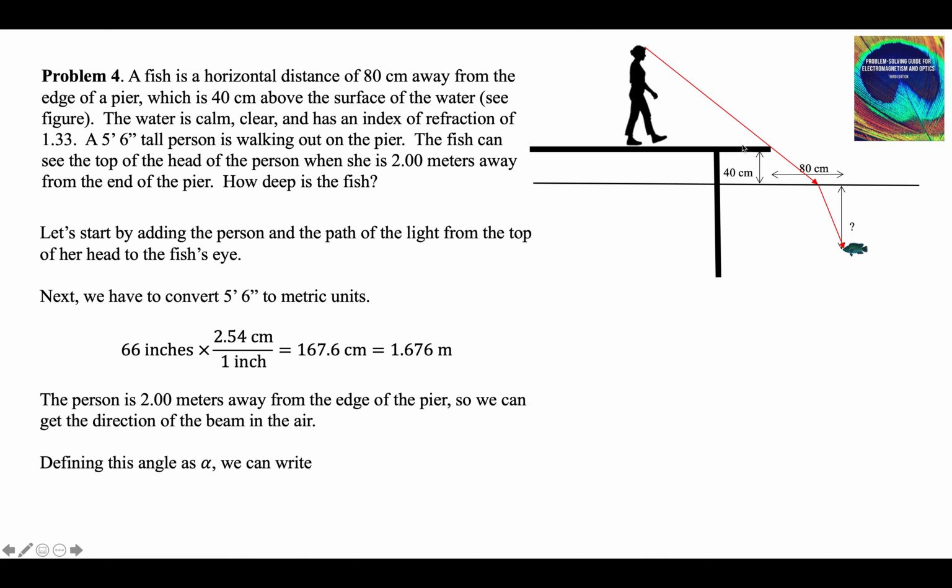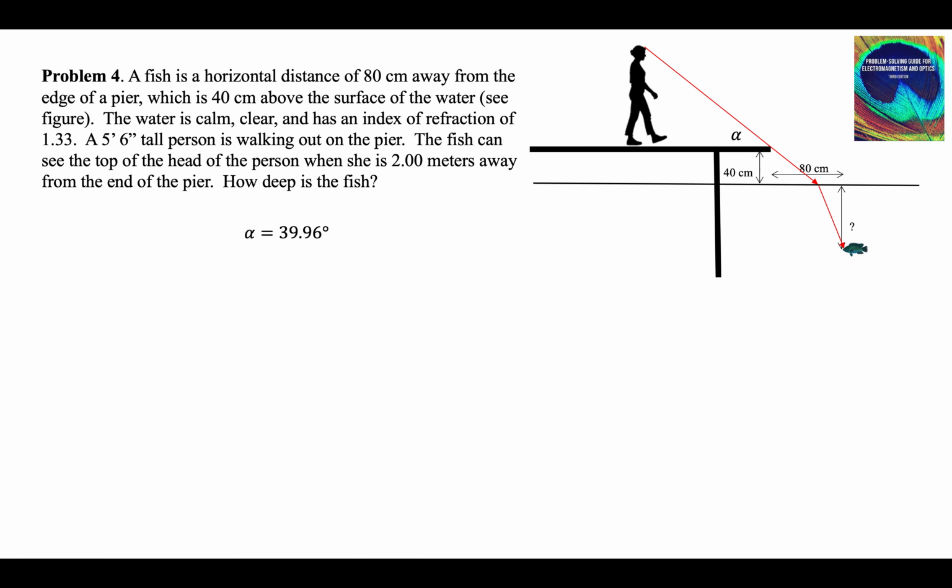We can define this angle right here as alpha. Tangent alpha is the height divided by the distance from the edge. 1.676 divided by 2, we can calculate alpha. It's 39.96 degrees, and let's add it to the diagram. There we go, 39.96 degrees right here.